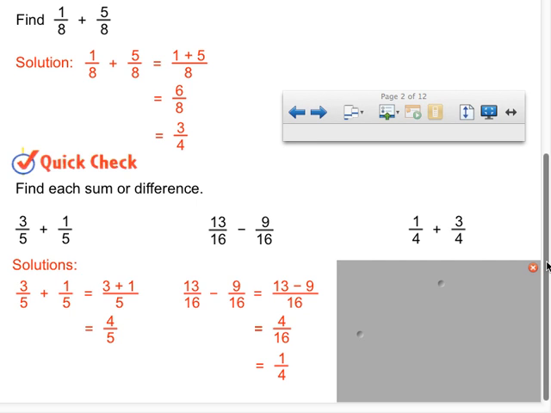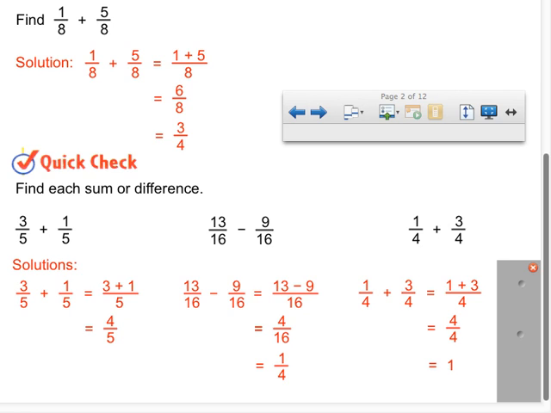Yes, go ahead. 1 whole, very good. So the last problem is 1 whole. So 1 plus 3, the numerator becomes 4, so 4/4. And we know that when the numerator and the denominator are equal, it's the same as 1. Understand? Any questions about that problem?